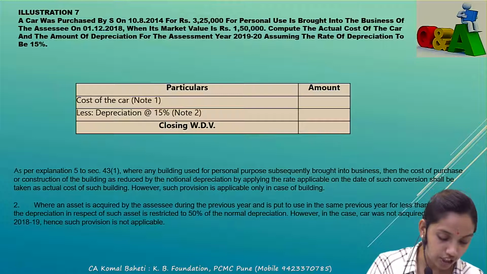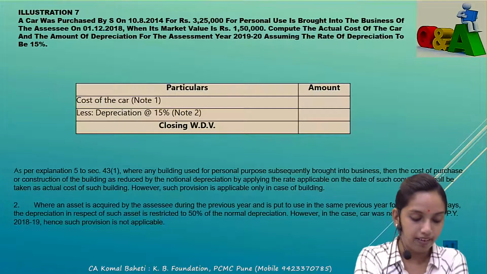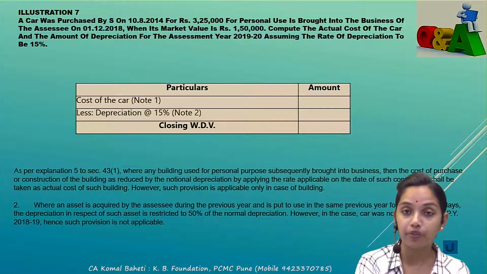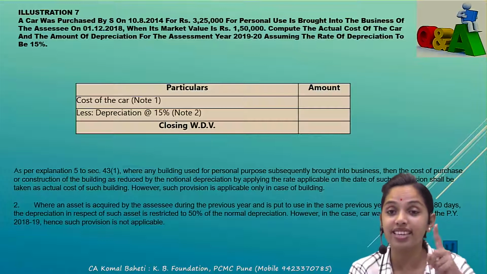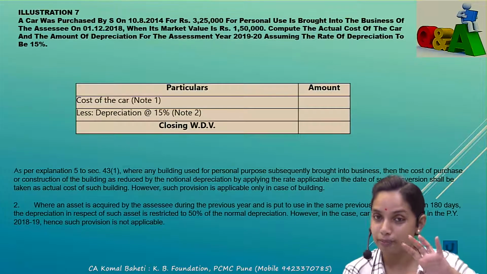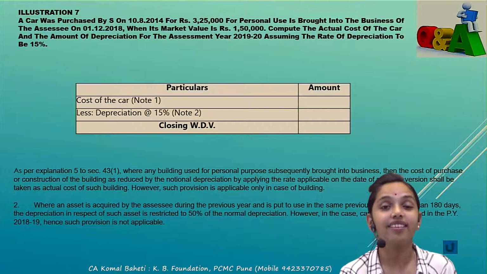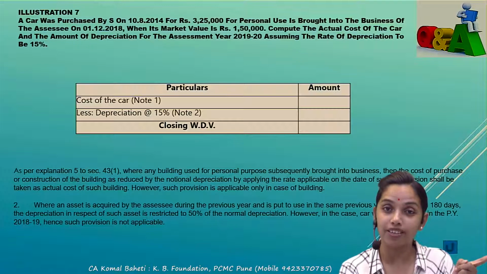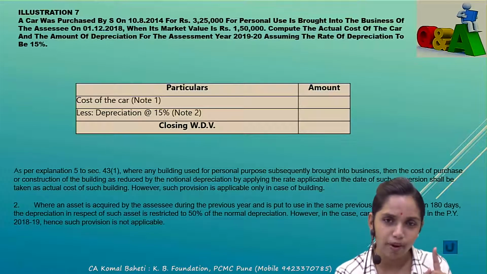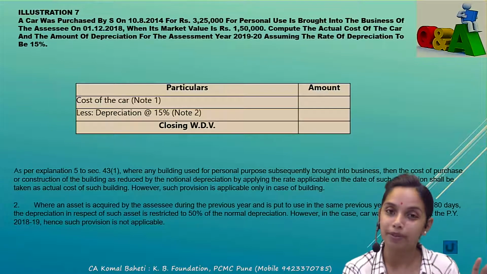Next, illustration 7. This illustration says that a car has been purchased on the 10th of August 2014 for 3,25,000 for personal use. Again, which explanation is this? Explanation number 5 of 43(1). It says that if a building has been used personally and then brought into the business, correct? Does it talk about any other asset? No. So that clause won't be applicable to you.